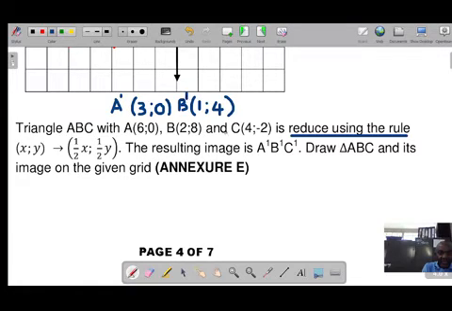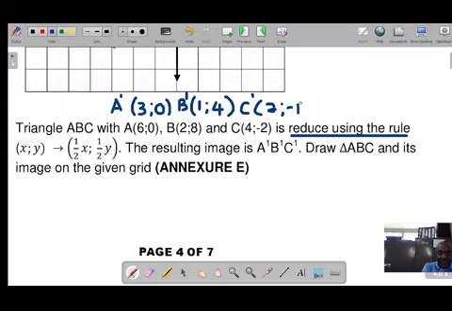Then next I have C, that is 4:2. So the rule says xy becomes what? A half x is to a half y. So divided by 2 again. What is 4 divided by 2? 4 divided by 2 is 2. Right? It is 2. Maybe C prime here. So what about negative 2 divided by 2? It is what? It's negative 1.